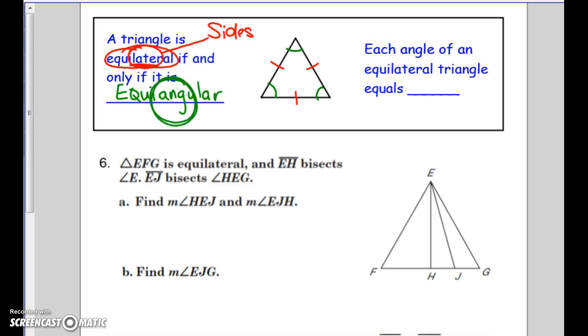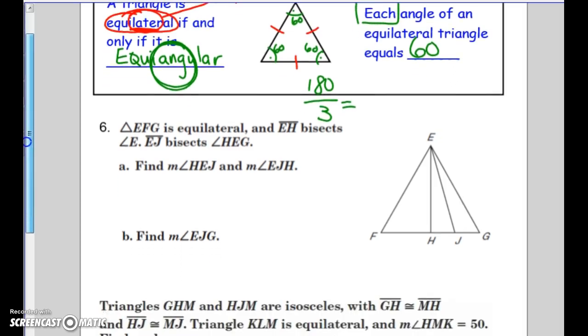Well, how big are all the angles added together? Not 60, all of the angles added together. 180. How many are there? 3. And if they're all the same? It's going to be 60. Good. Then each angle will be 60. If they tell you it's equilateral, you know it's equiangular, you know the angles are 60. Period, end of story. Write it on the paper. You with me?